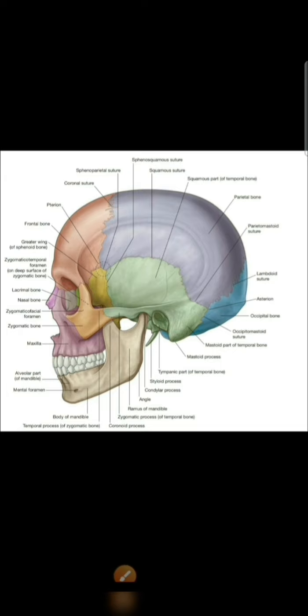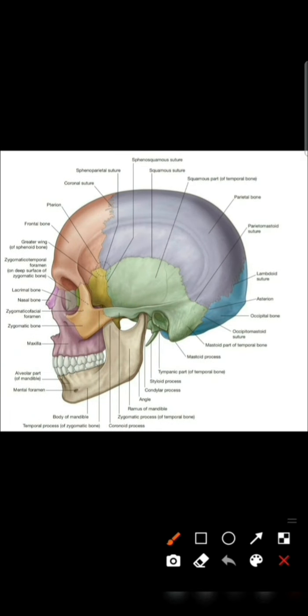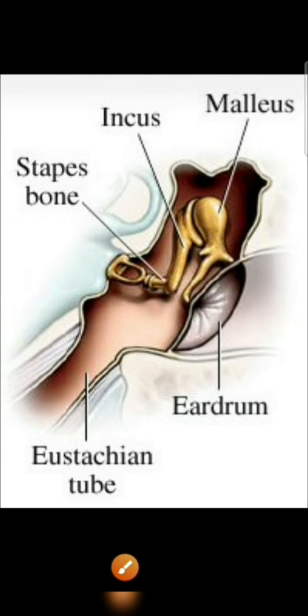And this is the skull. You can see some of the skull bones here: this is the occipital. This is the parietal, 2 in number, right and left. This is the frontal bone, a single bone. This is the temporal bone, on both right and left. This is the mandible, a movable bone, single in number. And this is the zygomatic bone. This is the maxilla. This is the nasal bone. Some names are here. And these are the ear ossicles.